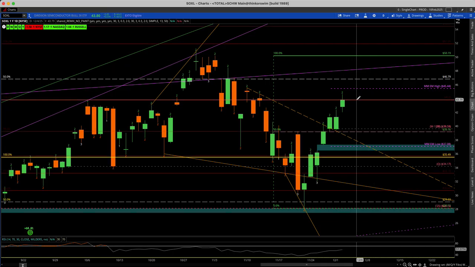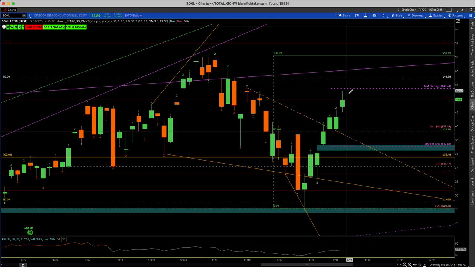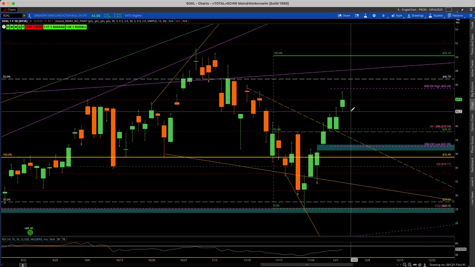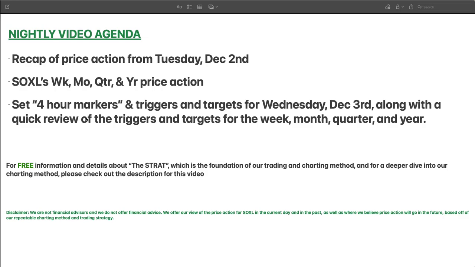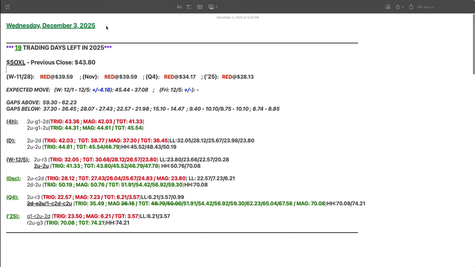So again, I'm not making any predictions, I'm just laying out the possibilities tomorrow for both the upside and downside. Let's go ahead and go back to our notes so we can look at the hard numbers. So for Wednesday, December 3rd, there will be 19 trading days left in 2025, and the close price on Tuesday, December 2nd was 43.80. We know that the week, month, quarter, and year are all green. Here are the levels that they would need to turn red.